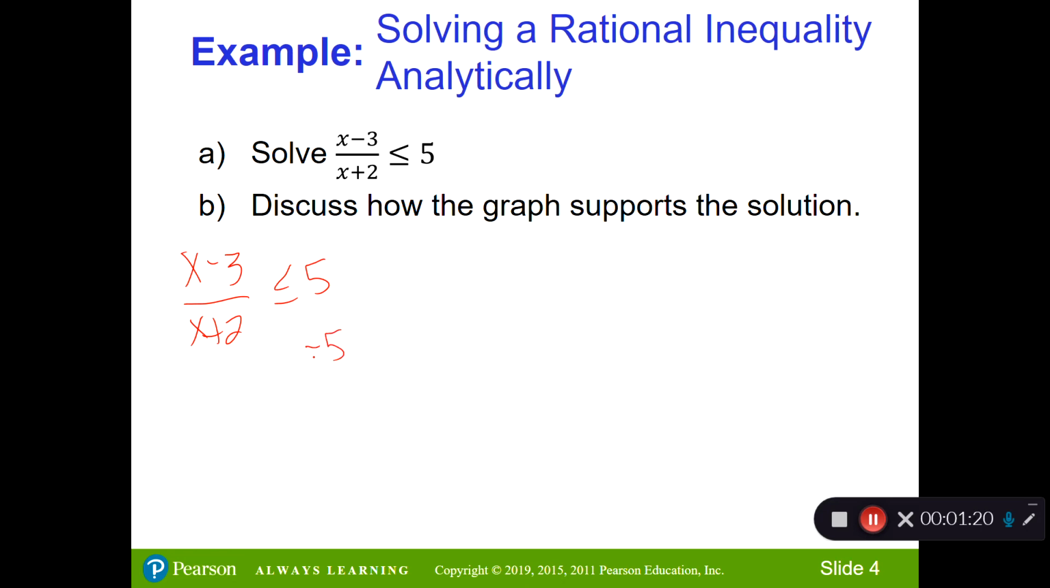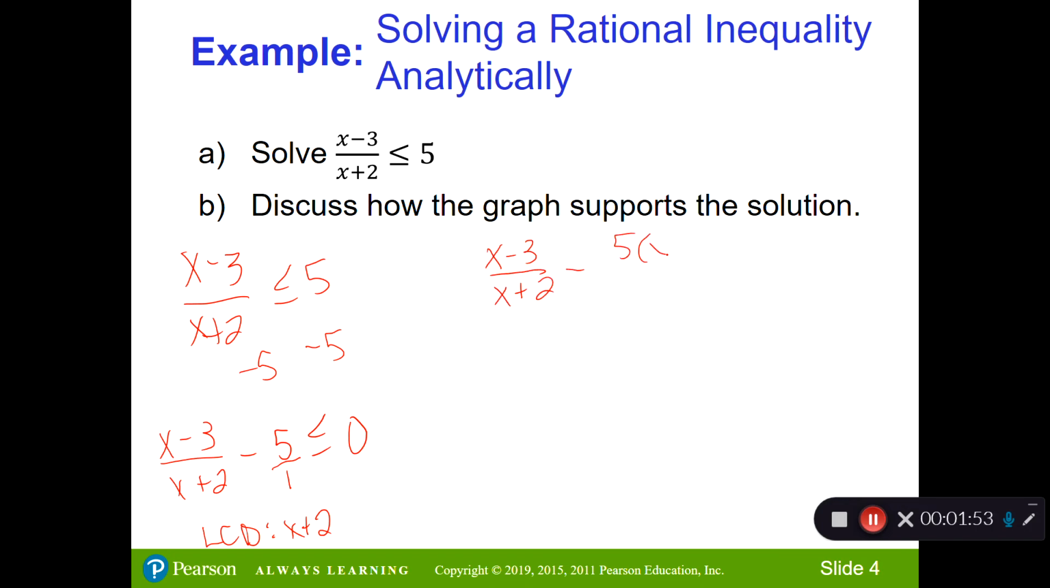What we do instead is get everything on one side of the inequality. So I'll subtract 5 and get x minus 3 over x plus 2 minus 5 is less than or equal to 0. And then get a single fraction by getting a common denominator. So this is 5 over 1. My least common denominator would be x plus 2. So I'm going to multiply the 5 over 1 by x plus 2 over x plus 2. So I'll have x minus 3 over x plus 2 minus 5 times x plus 2 over x plus 2 less than or equal to 0.